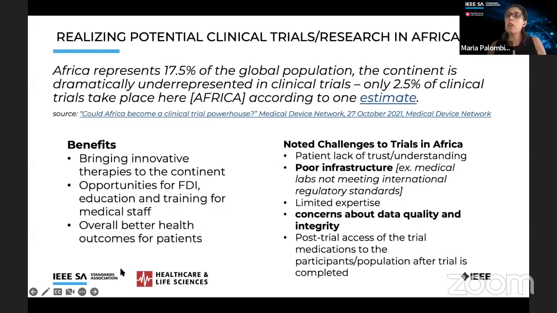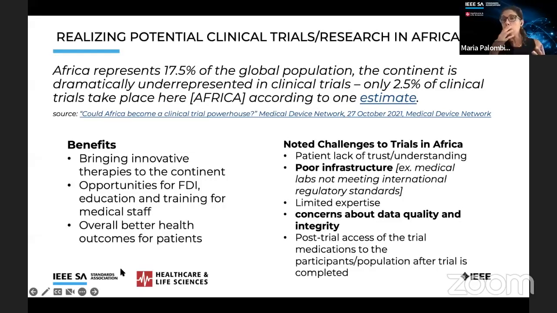But there's challenges that come with trials in general, right? So we know that there's overall a patient lack of trust in trials because the way the process is, it's just not very transparent. And then there's the question of infrastructure, right? In Africa, there are some challenges with infrastructure when it comes to medical labs, or human capacity, or just the resources in general, as far as the facilities that are available.